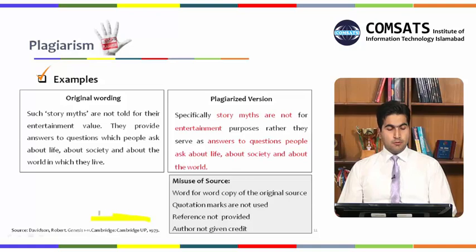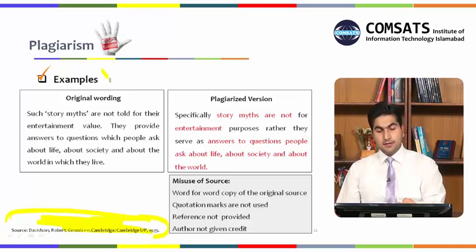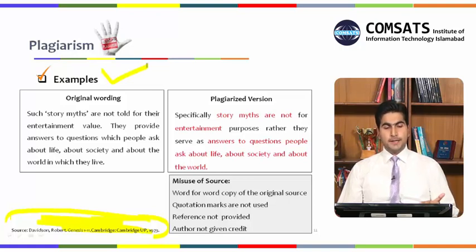Now just have a look over here. This is what I mean by providing a reference. Over here you have a clear-cut reference coming at the bottom, which is the source from which everything is being provided. So on the left hand side, this box is the original wording. Such story myths are not told for their entertainment value. They provide answers to questions which people ask about life, about society and about the world in which they live. Once you have written it, now here on the right hand side, despite being written, it's a plagiarized version.